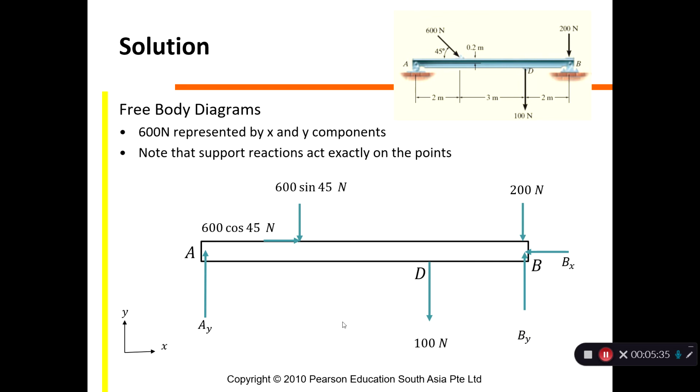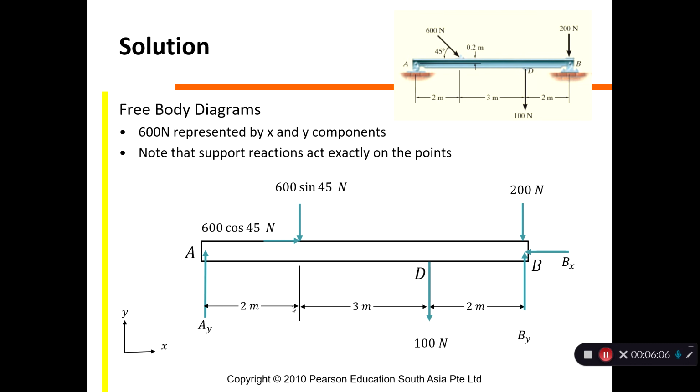Now, note that the support reactions act exactly on the points of support, meaning that for Ay, it's acting here at the center because this is where the rocker is attached. And for B, it's the same thing. This is where the pin is attached on the beam. So this is where it acts. Not like the 200 Newton force, which is acting externally on the surface.